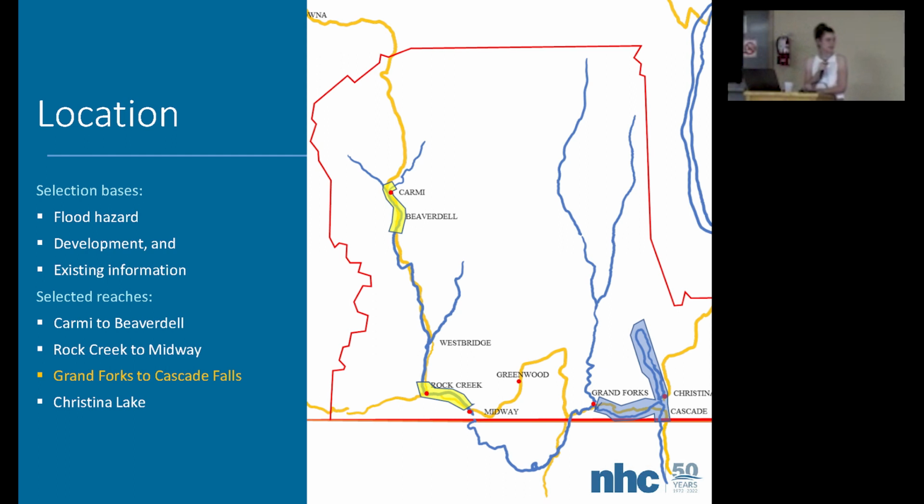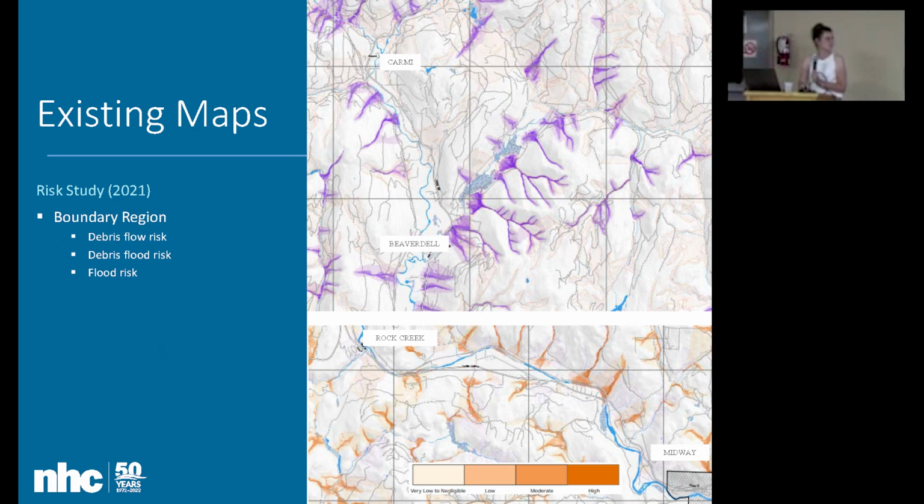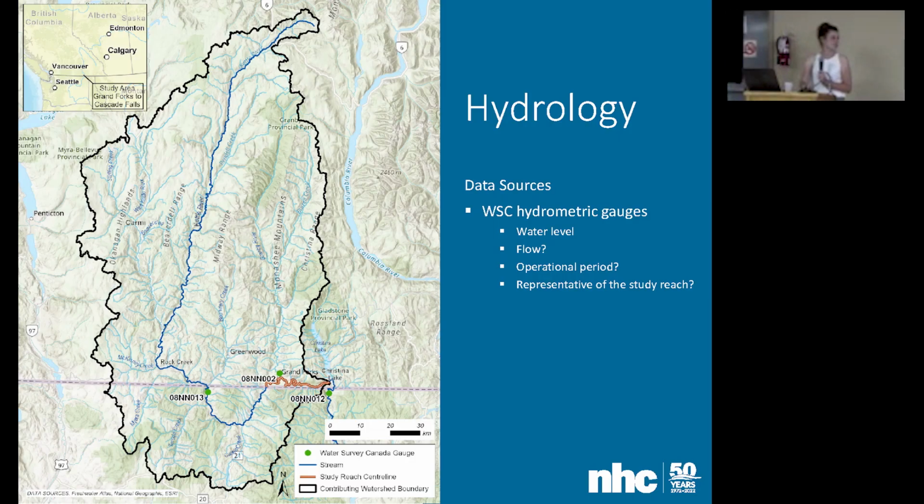As Christina explained, I won't go into this in too much detail, but you can see the existing maps for this reach on the table right there. In addition to the existing maps and the historic flood maps, there was a study completed for the RDKB in 2021, which included the risk assessment, and they included debris flow, debris flood, and flood risk, which is a higher level study. But all of this information basically was used in our study to further our answers too.